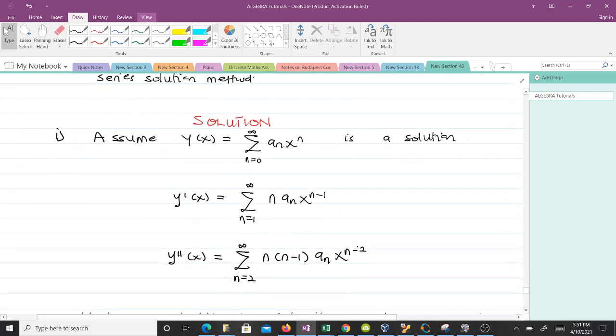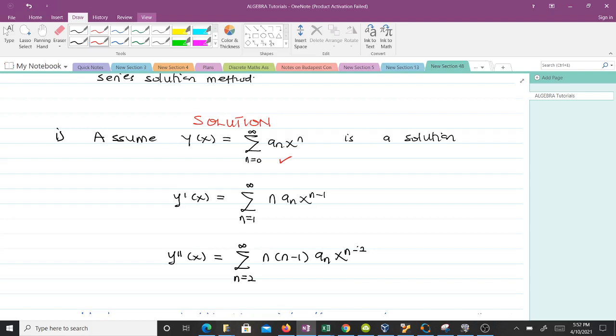So whenever we are finding the solution of a differential equation using the series method, the first thing that we do is that we assume that y of x equals summation with n starting from 0 to infinity a n x^n is a solution to the differential equation. So we always assume this. Okay, so after assuming this, then we can find y prime of x and also find y prime prime of x and make substitution into the question which was given to us.